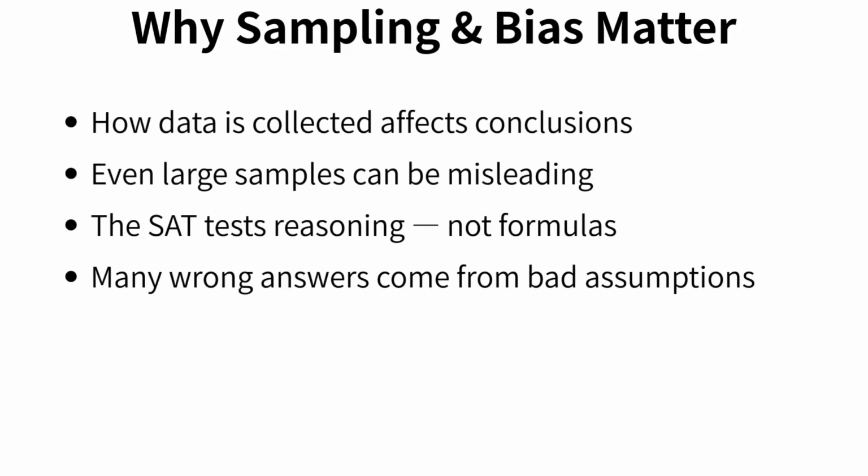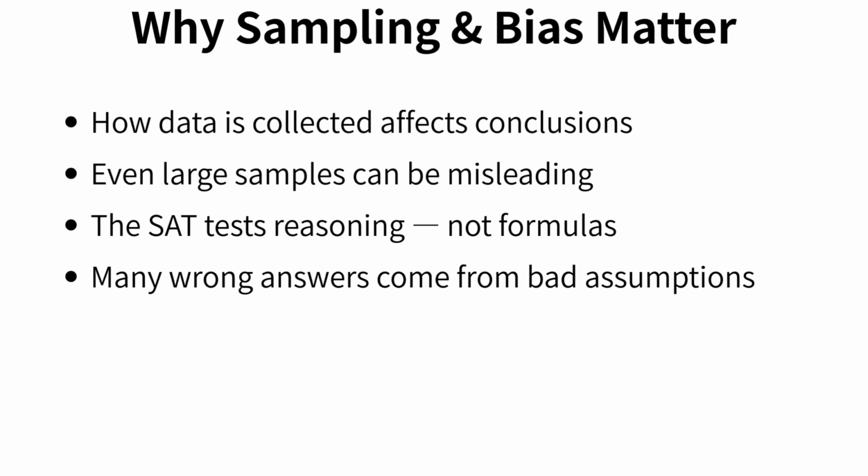When you work with data, the biggest mistakes often happen before you do any math. They happen when the data comes from a biased sample or a sample that doesn't represent the population. On the SAT, this shows up all the time. A result might look convincing, but if the sample was collected in a flawed way, the conclusion can be wrong. And even a large sample can still be misleading if certain groups are overrepresented or others are missing.